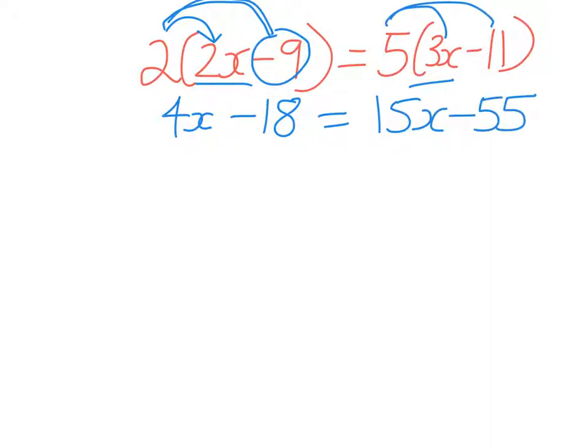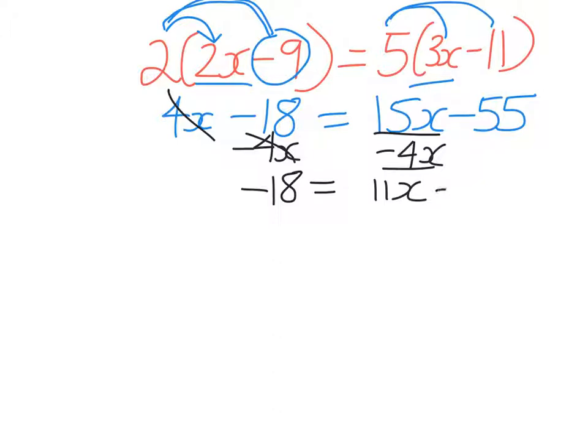Now this is like equations that we were doing in previous examples. I want to get x on one side of the equation. I do that by subtracting the one with the lowest coefficient. So I'm going to subtract 4x from both sides. So 4x minus 4x is 0. So I'm just left with negative 18 on this side. And that equals 15x minus 4x is 11x minus 55. You know how to do it from here.